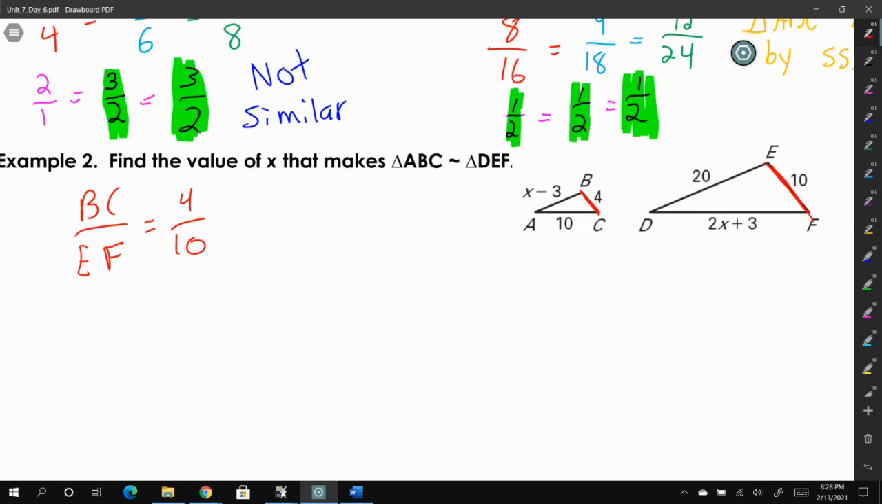So now I want to find another pair of corresponding sides. And it doesn't matter what you use. I'm going to use AB and DE.